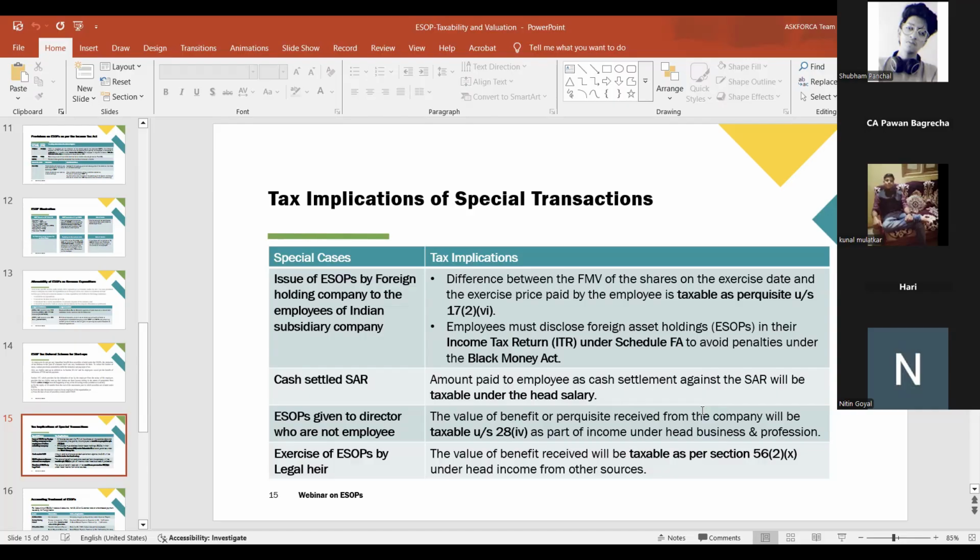और हमने किसी एम्प्लॉय को ESOP इशू किया और वो एक्सपायर हो गया बिफोर एक्सरसाइजिंग द ऑप्शन, and legal heir also can exercise, then it will be taxable under the head income from other sources under section 56(2)(x).